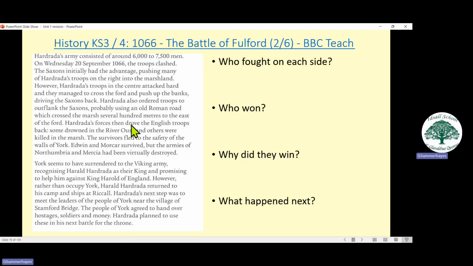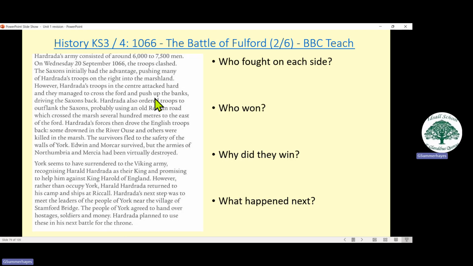Hardrada had got a secret bit of troops in the wings, outflanking the Saxons using an old Roman road which crossed the marsh, and then got round the back of the earls and killed most of the Northumbrian and Mercian thegns and housecarls.